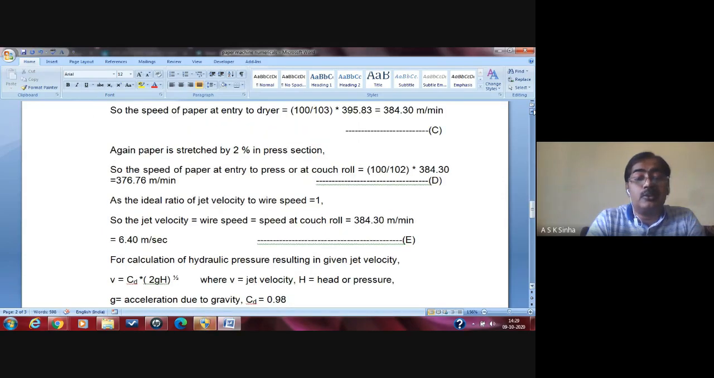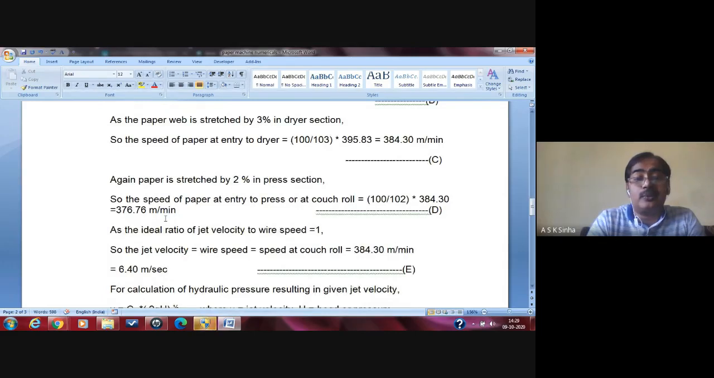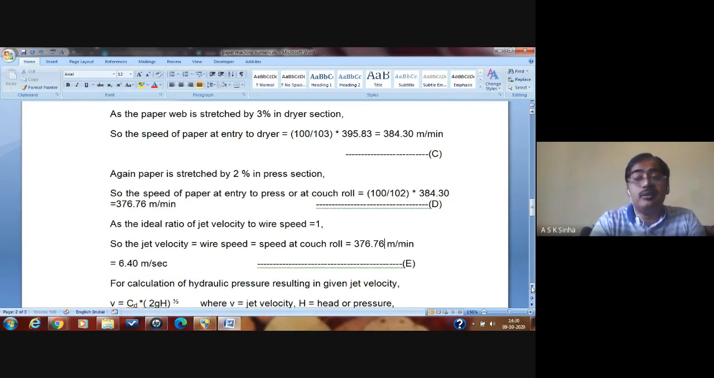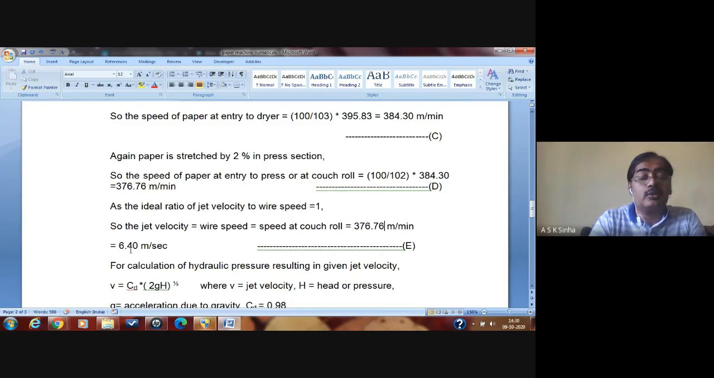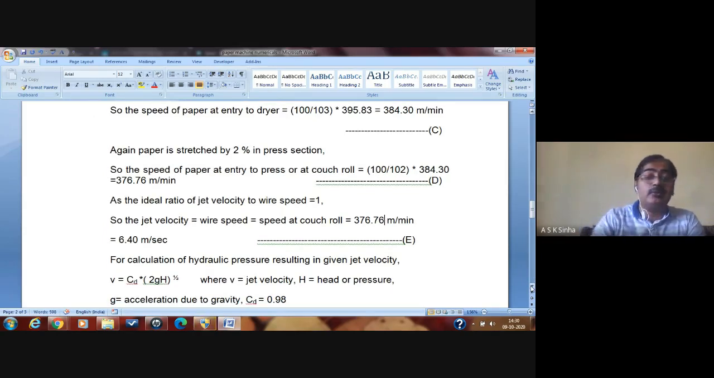So you can see here basically the jet velocity is equal to the wire speed, right? And this wire speed is again equal to the speed of the push roll. So this figure should be taken as 376.76 meter per minute. And then you can do the conversion here from meter per minute to meter per second. Right, so for getting the meter per second, we have to divide it by 60. So let us do the calculation here. 376.76 divided by 60. So slightly having the deviation here, so that's why we have to do the correction here.